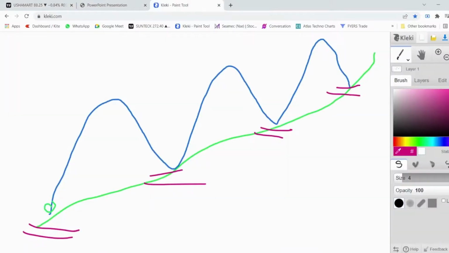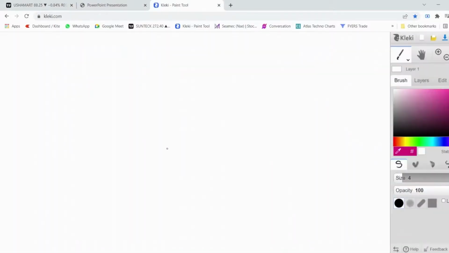An important thing to keep in mind while trading this strategy, or while trading the stop loss, is that your stock should always be in an uptrend or in a downtrend.